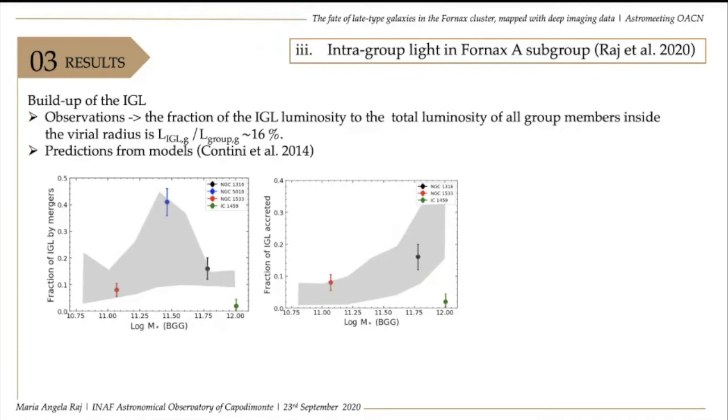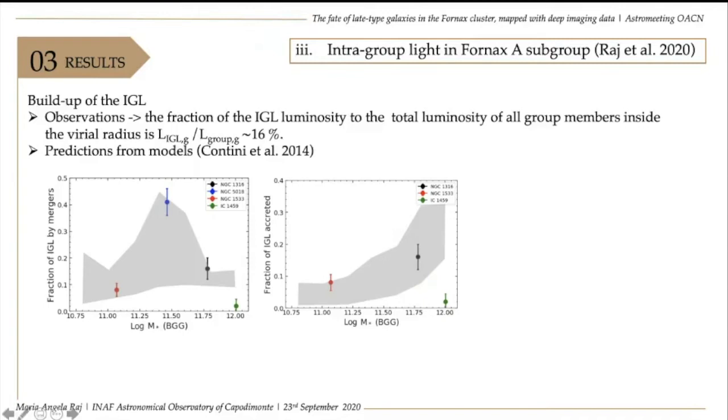So now that we have an idea of the formation history of NGC 1316, we can study and understand the buildup of the IGL. This is done by comparing our observations to predictions from models. From observations, we have the fraction of the IGL luminosity to the total luminosity of all group members inside the group, which is 16%.